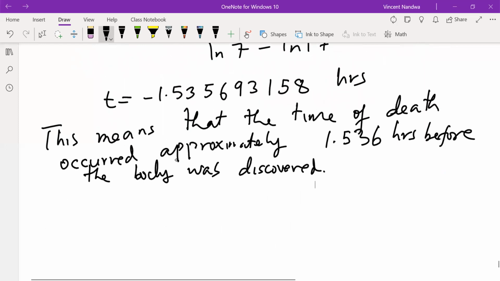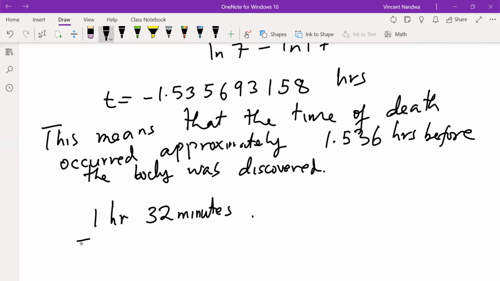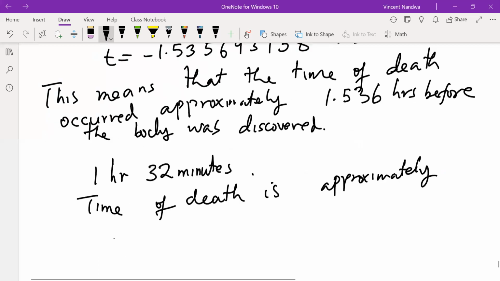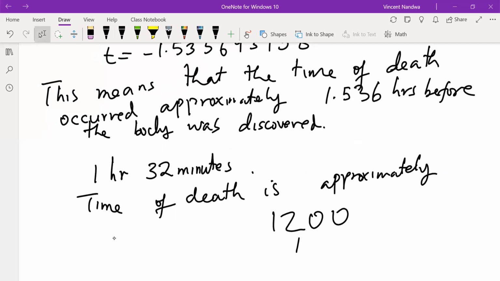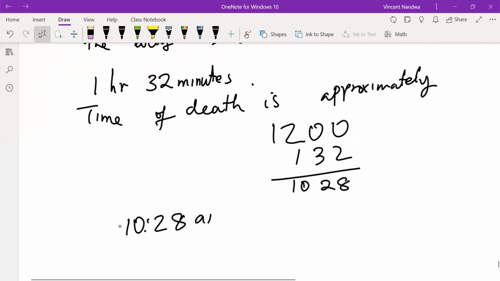This is the same as 1 hour, and then 0.536 times 60, roughly 32 minutes. Which means the time of death is approximately, so we had 12, we subtract 1 hour 32 minutes, so we have 10:28 a.m.